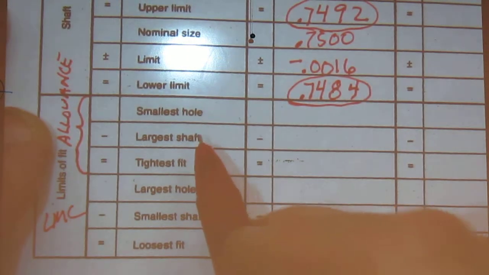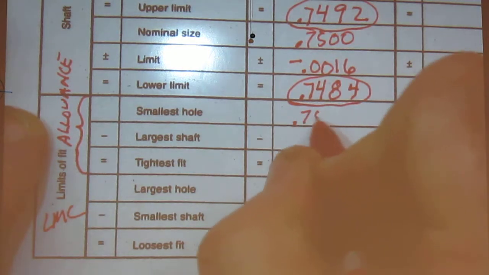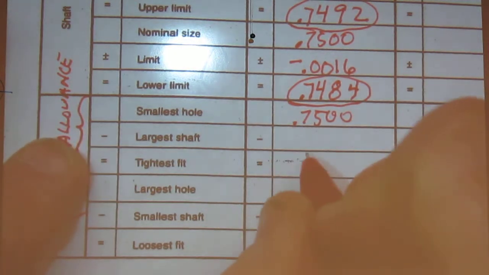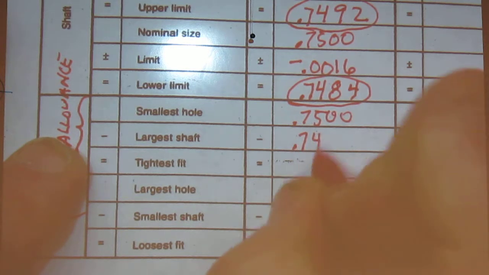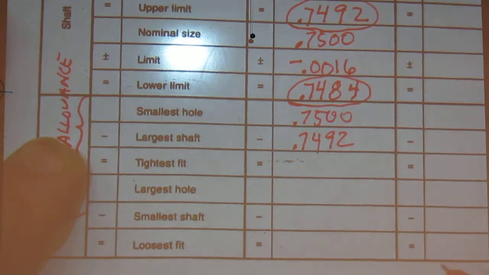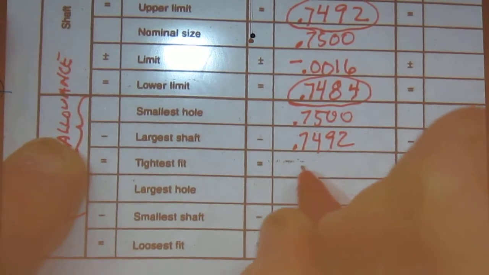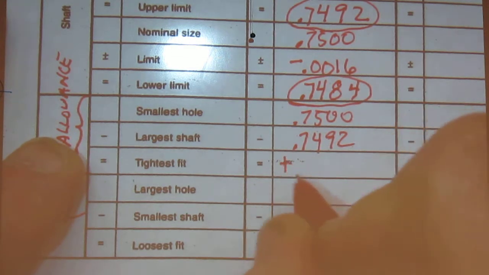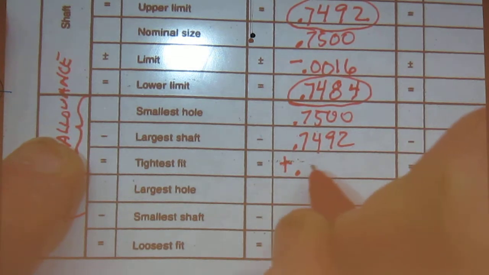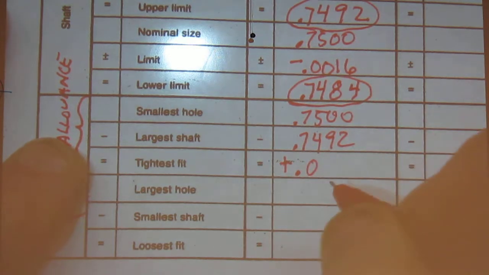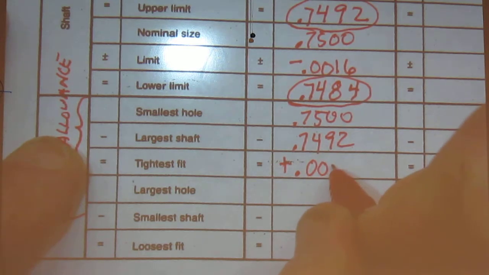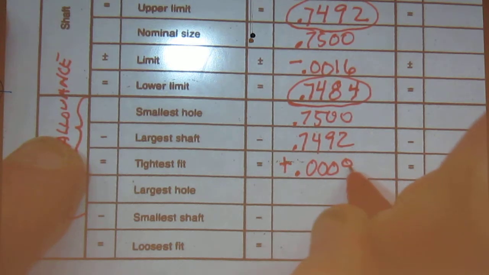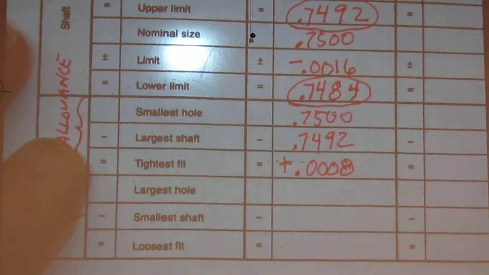So you just grab those numbers. So our smallest hole is 0.7500. My largest shaft is 0.7492. My difference is a positive, well, it tells us right in there, positive 0.0008. So I have 8 ten-thousandths.